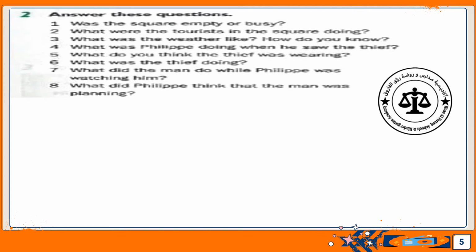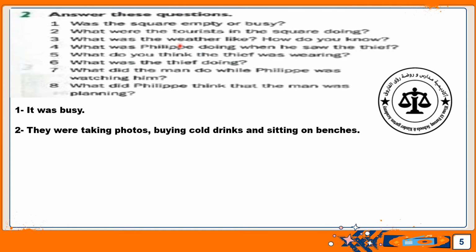Question number 2. Answer these questions. I want to read these questions and I'll show you the answers. Number 5 and 8 are from your own opinion. So, number 1, was the square empty or busy? It was busy. Excellent. What were the tourists in the square doing? What were they doing? Let's remember. Excellent. They were taking photos, buying cold drinks, and sitting on benches.